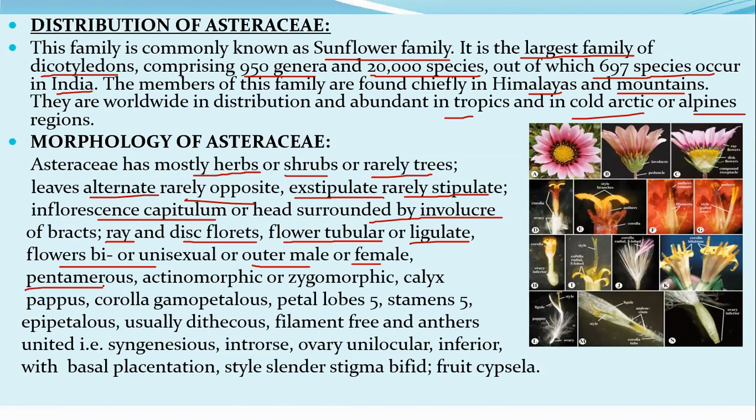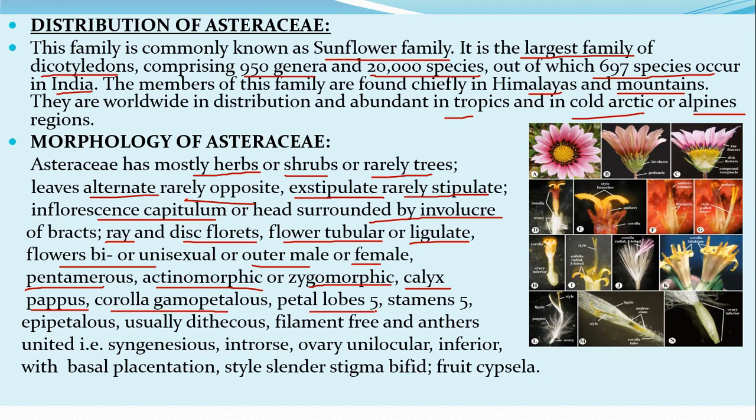In disc florets, the number of petals is 5, number of stamens 5. So pentamerous: 5 and its multiples are called pentamerous. Disc florets are actinomorphic. Ray florets are zygomorphic. Calyx is reduced into pappus. Corolla united. Petals are united, so it is called gamopetalous.